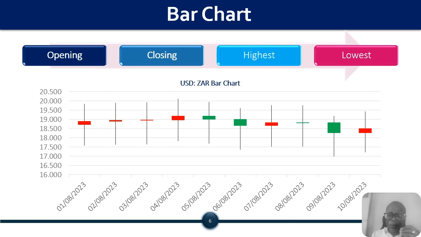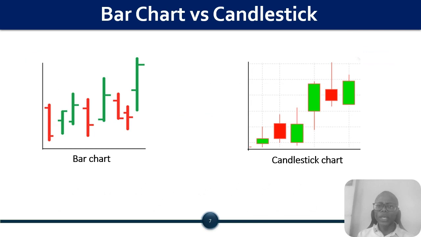Even the color of the candlestick tells us, if it's red, it tells us that the rand closed lower than it opened. And if it's green, it's telling us that the rand closed higher than it opened. But when you look at bar charts, there are different types of bar charts. The most popular being the candlestick chart.